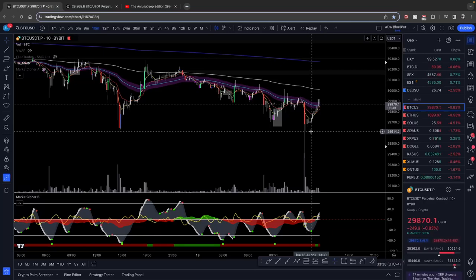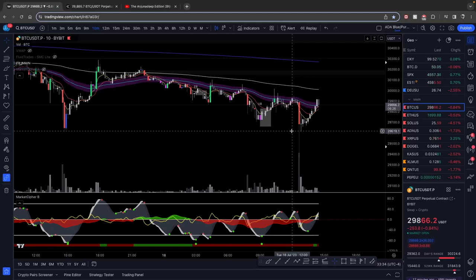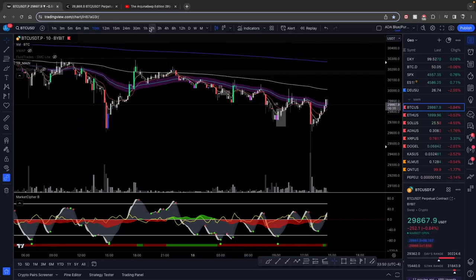Before we begin, I just want to say scalping is not for the faint of heart. It's very, very difficult. It can be very stressful. It's not for everybody, but again, it is good to learn how to do.